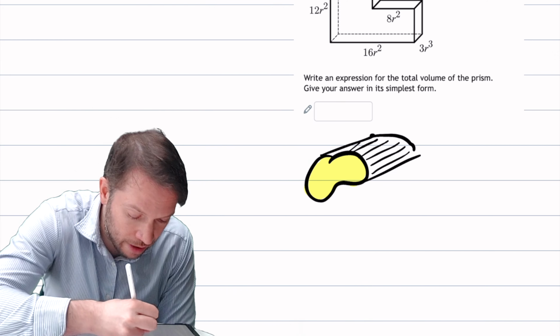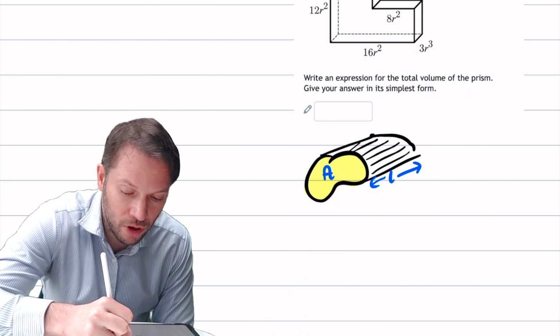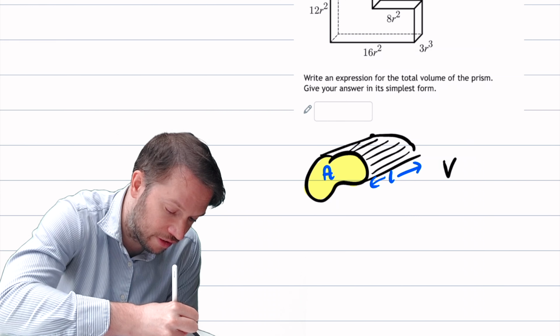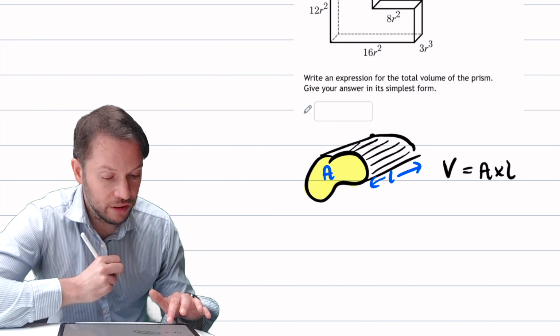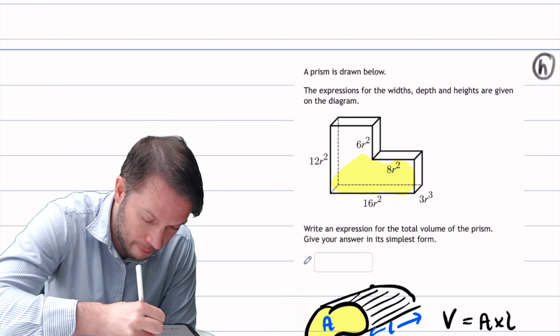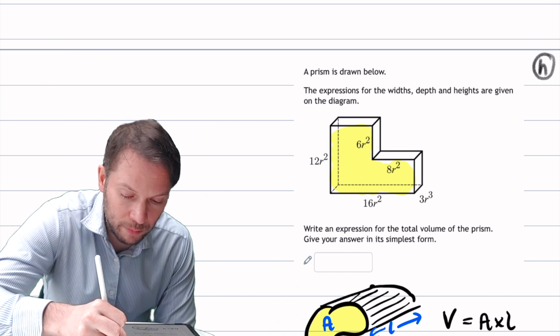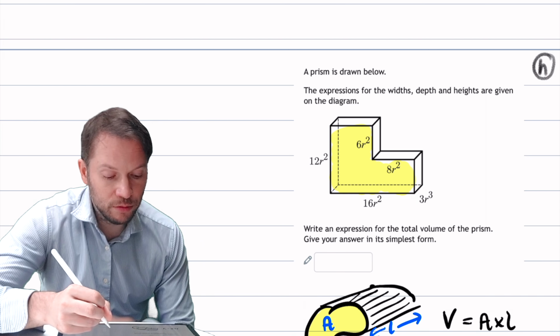So if the area of that cross-section here is A and the length of the prism is L, we saw that the volume of the prism was just A times L. So that's the formula we're going to need. So we need to find the area of this cross-section, this shape at the front, and then we're going to times it by this length here. So how do we find this yellow area?